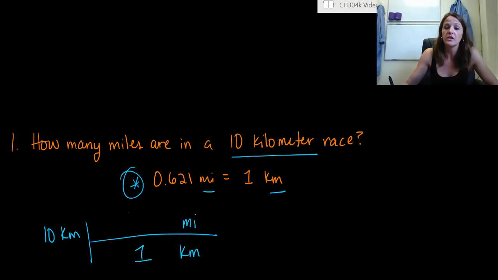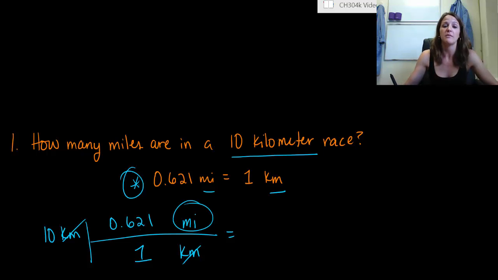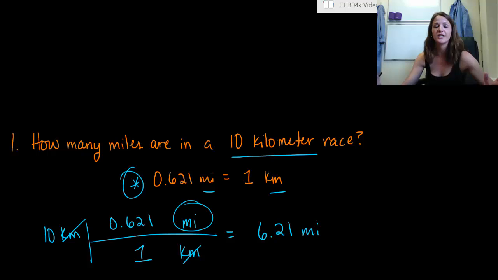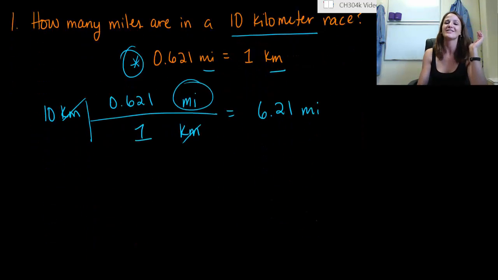So 1 kilometer is equal to 0.621 miles. Our kilometers cancel out, and now we are left with a unit just in miles. All we have to do is multiply 10 times 0.621, and if you do that properly, you end up with a final value of 6.21 miles. So if your friends are like, ooh, I just ran 10 kilometers, you can be like, psh, that's only 6 miles. Only, right? Next question.